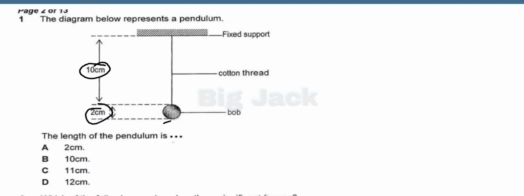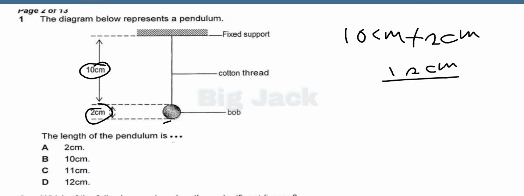Now, the question is asking us to calculate the length of the pendulum. So feel free to pause the video and try to answer this one and compare with the answer that I'm going to give you. Okay, so of course, the first thing you are going to think of is to add 10 centimeters plus 2 centimeters. Then the answer is going to be what? 12 centimeters. Now this one is wrong.